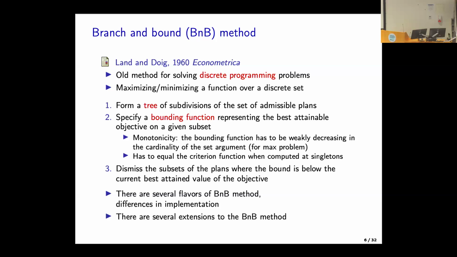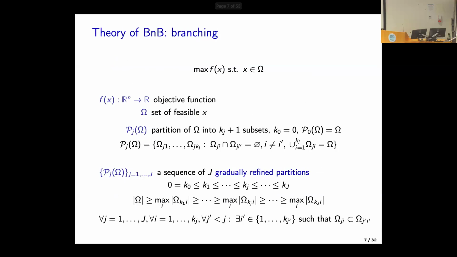Yeah, we're not looking at the extensions yet, but maybe at some point. Here's a very simple, generic problem that can be solved by branch and bound. Imagine that I'm maximizing some f of x on the discrete set omega. f of x is an objective function from R^n to R. So we're thinking that omega is a subset of R^n.